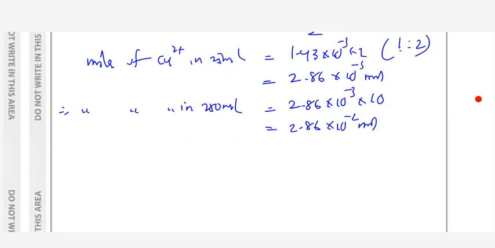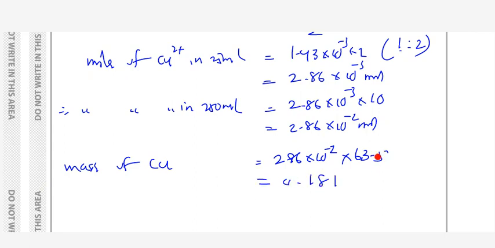We can now find the mass. Multiply this by the molar mass, because moles of copper is the moles of copper 2 plus as well. Multiply by 63.5. We get the answer as 0.18161. So we can write 0.182. That's the mass of copper. We can take the exact mass as well.